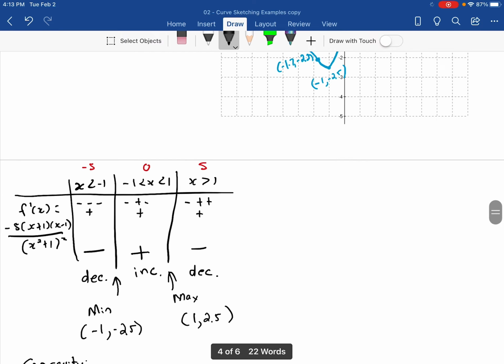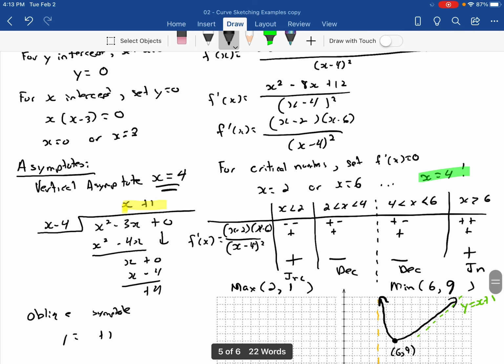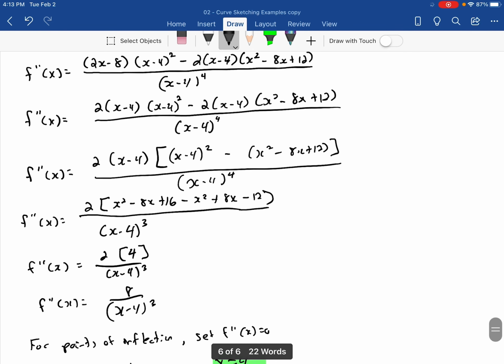Okay, that's the last curve sketching example today. There's lots of homework ones to try. Check out these steps as you go, and have a great day.